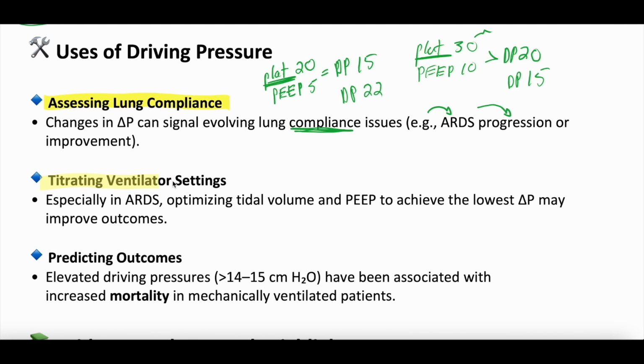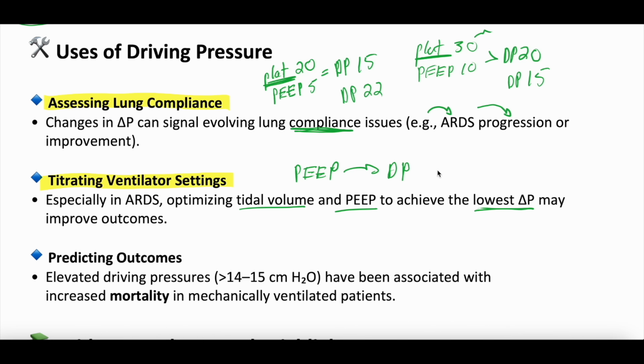You can also use it to titrate ventilator settings, and I think that's what a lot of us do now, especially in ARDS. You can try to find an optimal tidal volume and PEEP to achieve the lowest driving pressure. And that's kind of what we were talking about, right? You can do PEEP titrations while checking driving pressure intermittently to see if the patient's alveoli are optimally distended. And there are fancy things like stress index, which can help you understand this.